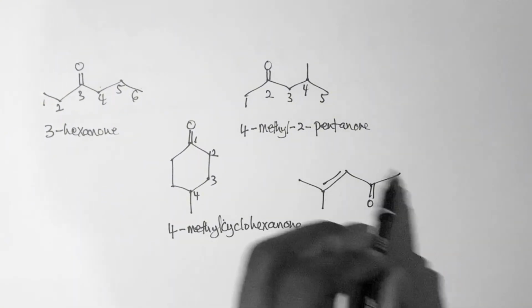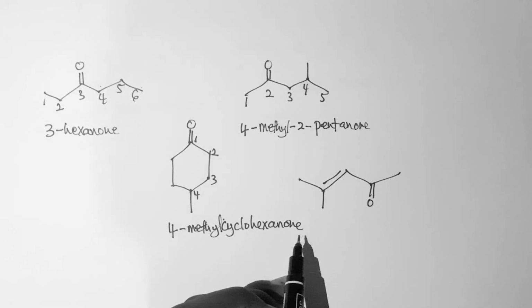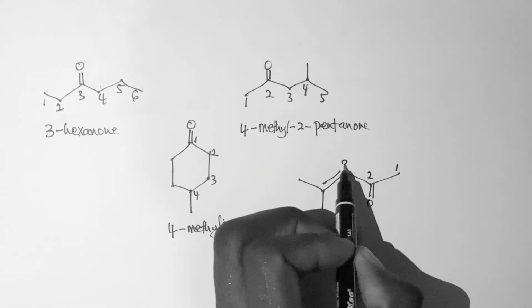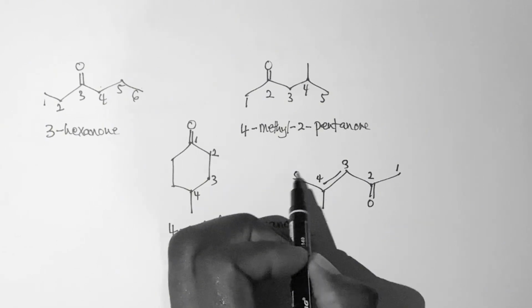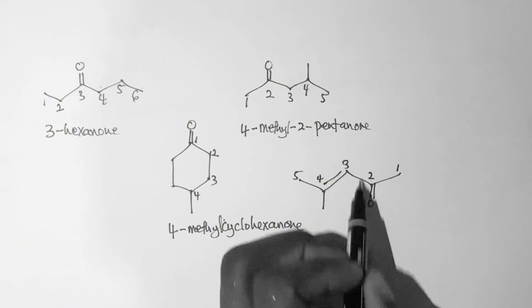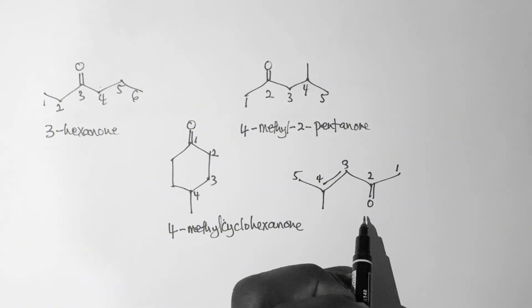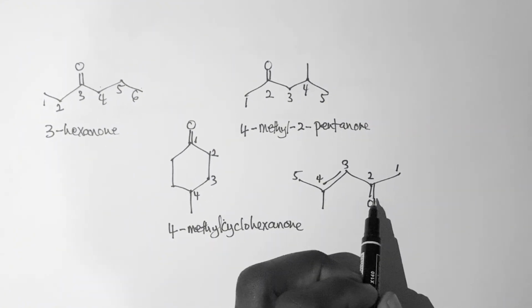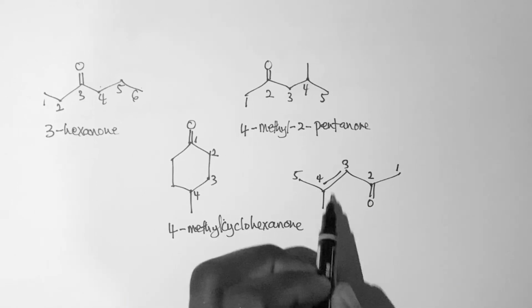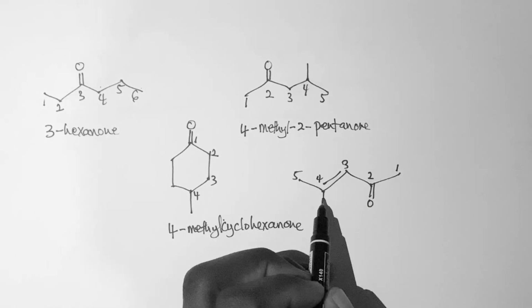So let's consider this other molecule and name it. Let's determine the parent chain. So here's 1, 2, 3, 4, and then 5. So we are talking about the case of pentanone, but the carbonyl carbon is on carbon number 2, so it's 2-pentanone. Nonetheless, we have a methyl substituent on carbon number 4, so we have a 4-methyl.